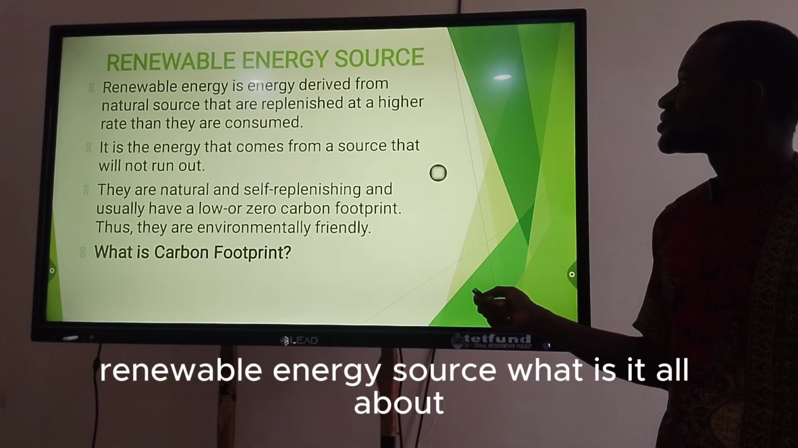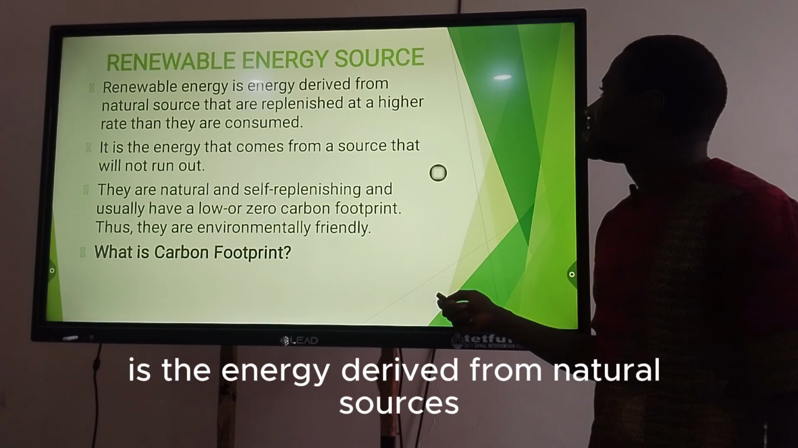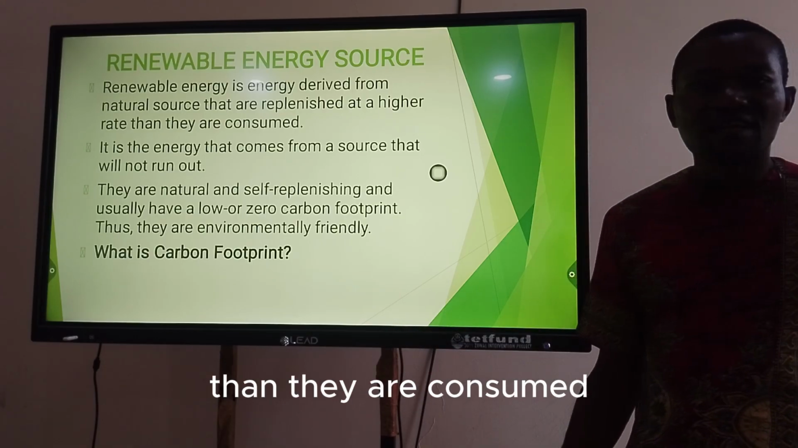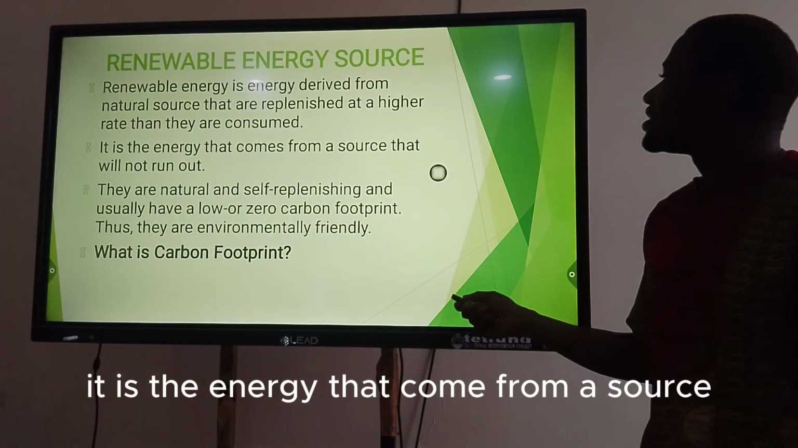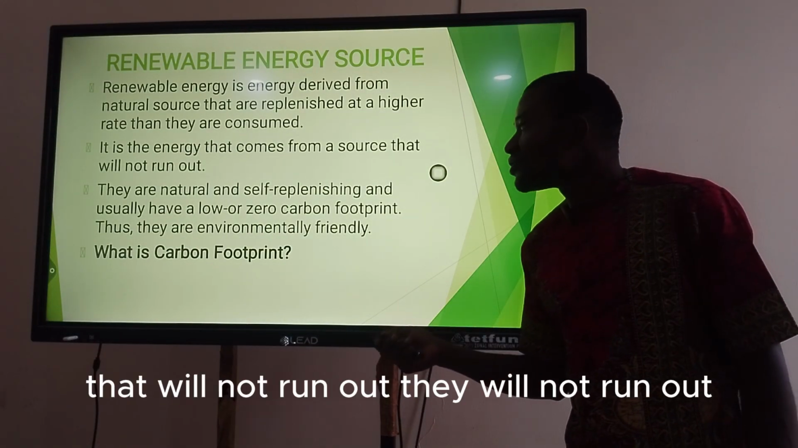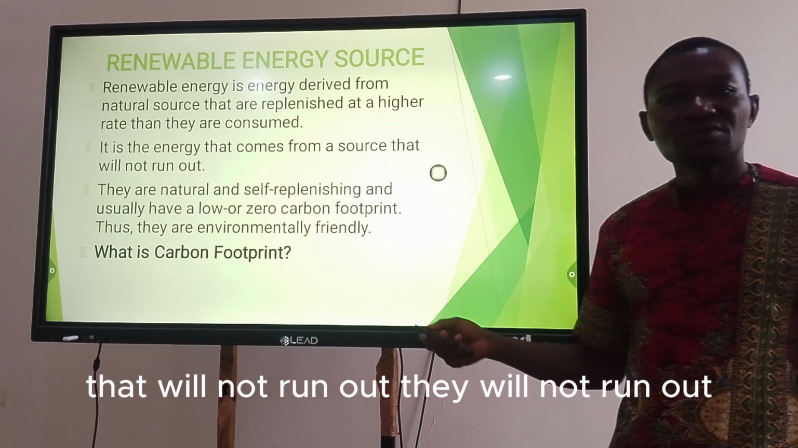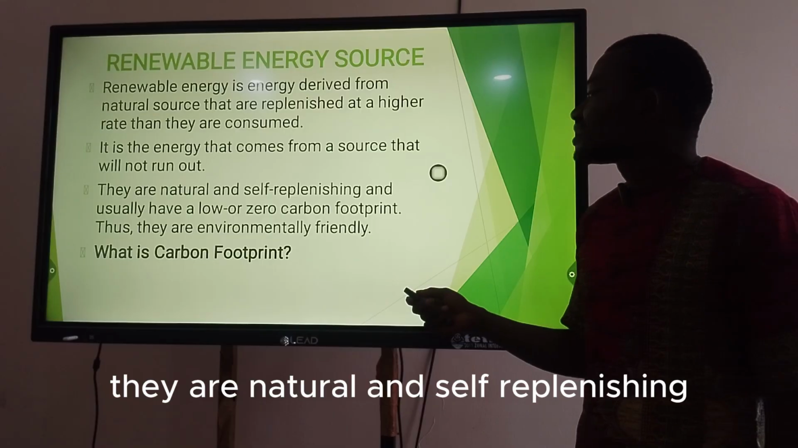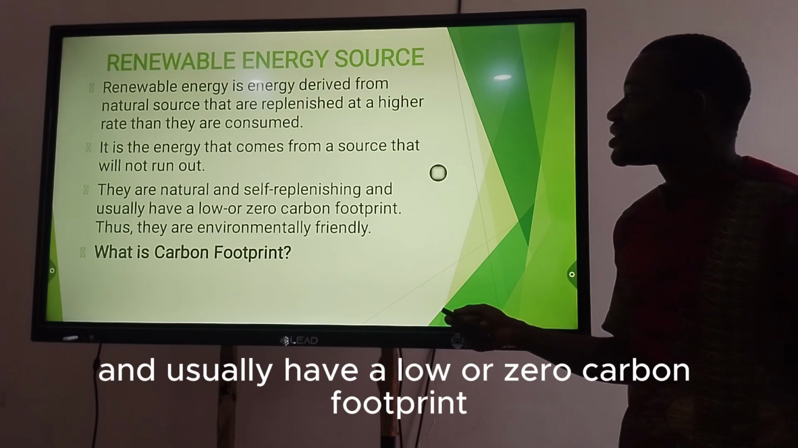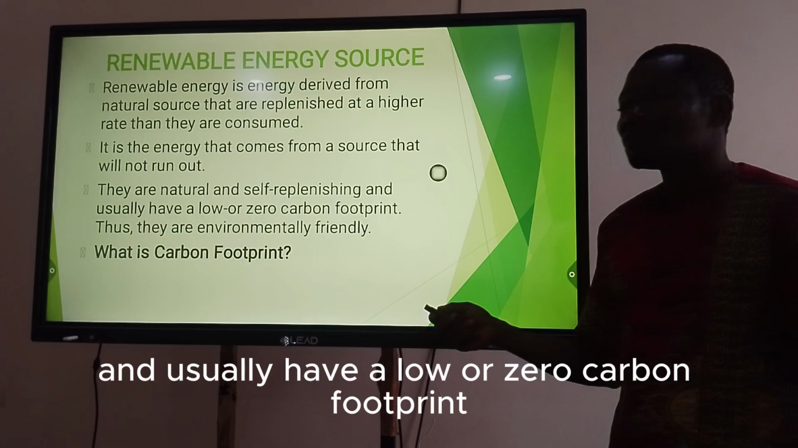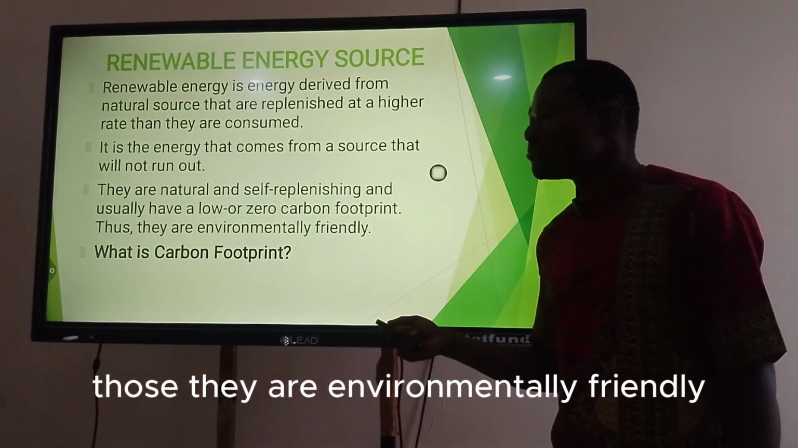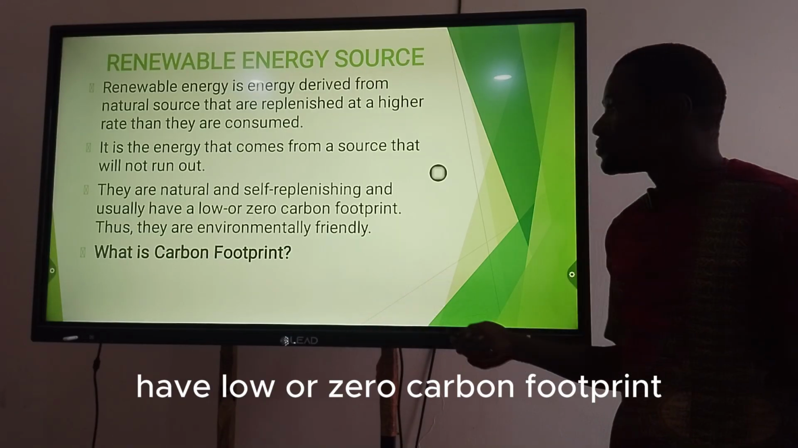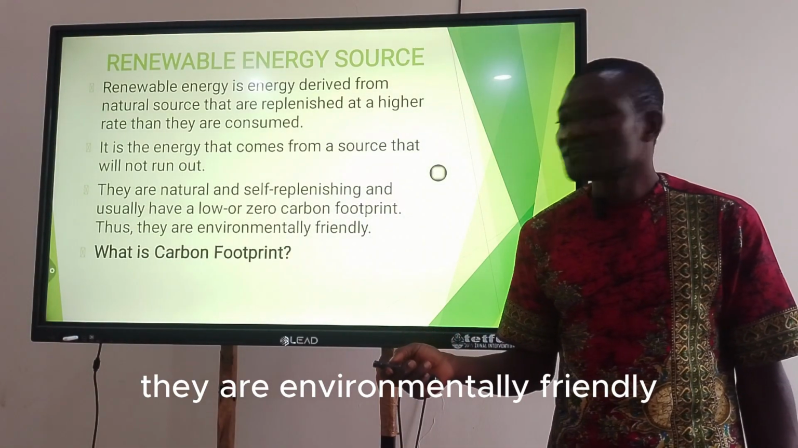Renewable energy source. What is it all about? Renewable energy is the energy derived from natural sources that are replenished at a higher rate than they are consumed. It is the energy that comes from a source that will not run out. The more you use them, day in, day out, they continue to replenish themselves. They are natural and self-replenishing and usually have a low or zero carbon footprint. Thus, they are environmentally friendly. Because renewable energy has low or zero carbon footprint, it is environmentally friendly.